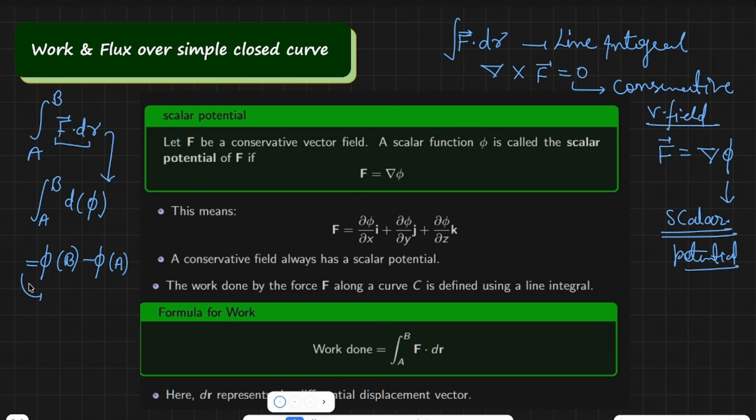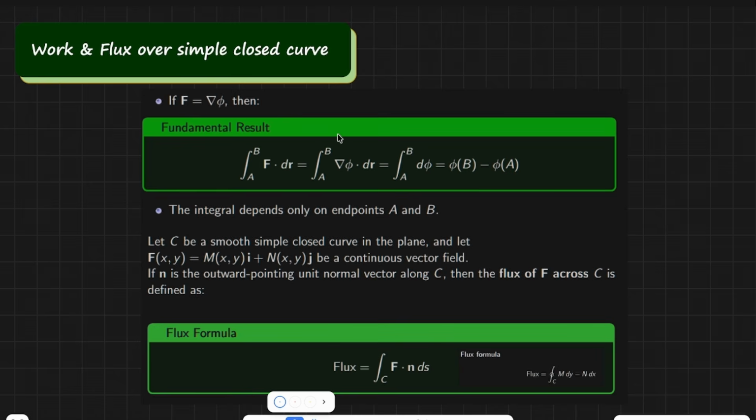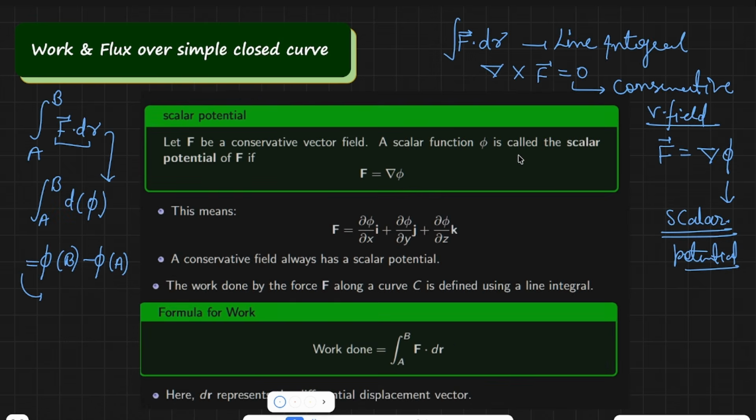This is called work done. Okay, it's not flux, it's work done. See, this is a fundamental result: this integral can be written in terms of phi b minus phi a. Now the main problem is, to start the question, you first have to find out whether the field is conservative or not. Then you go for F equals del phi. Now your task is to find out phi.